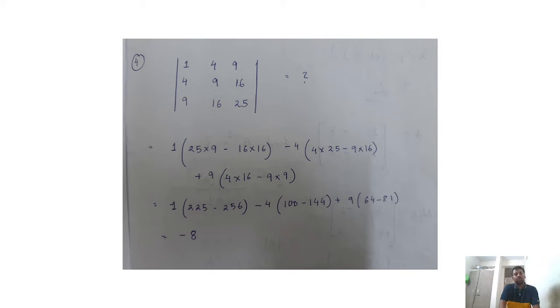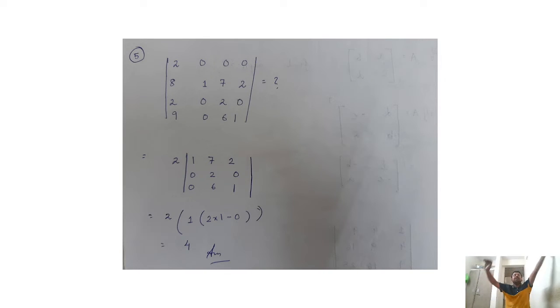So let us consider row number 1. We close row number 1 and column number 1. Then what is left with us is 9 cross 25 minus 16 cross 16. Then minus 4, you close the second column and the first row, then you get 4 into 25 minus 9 into 16. Plus 9, you close the third column and the first row, that is 4 into 16 minus 9 into 9. So you calculate and you get this value, that is minus 8. Okay, this is another problem.